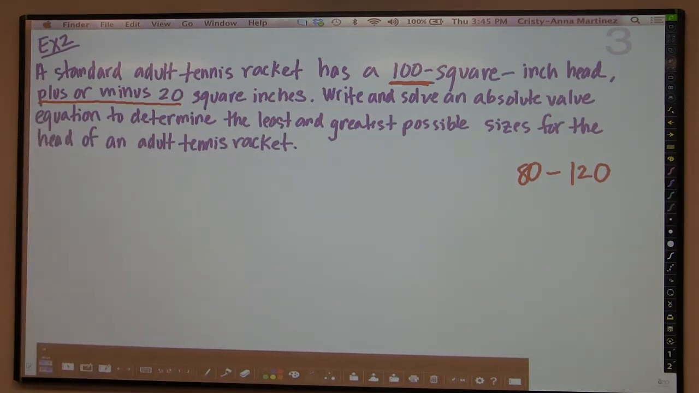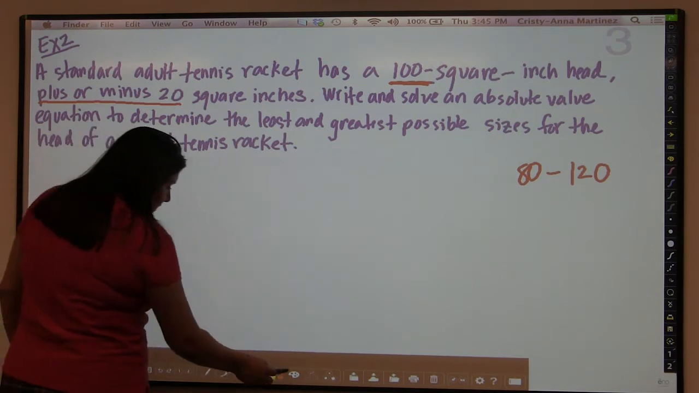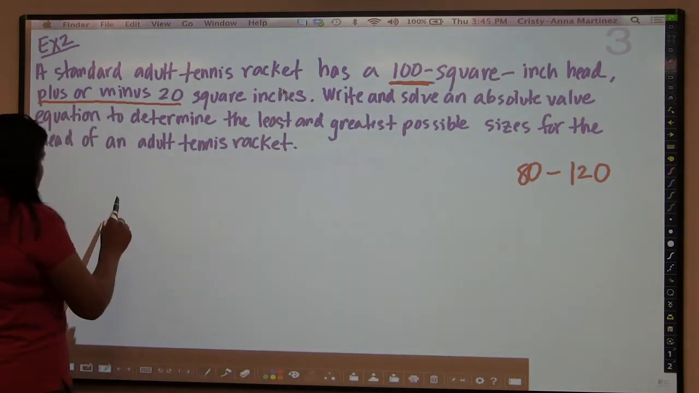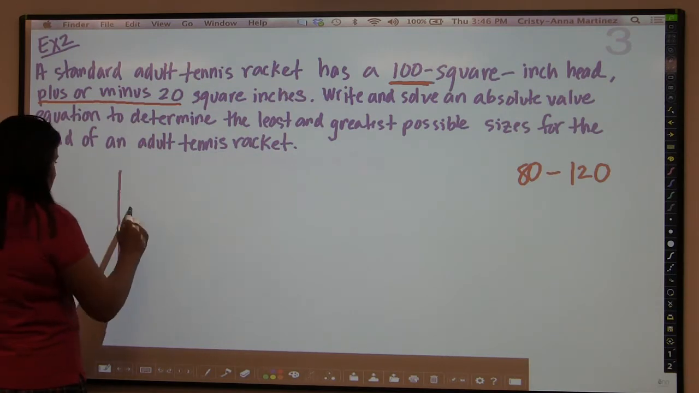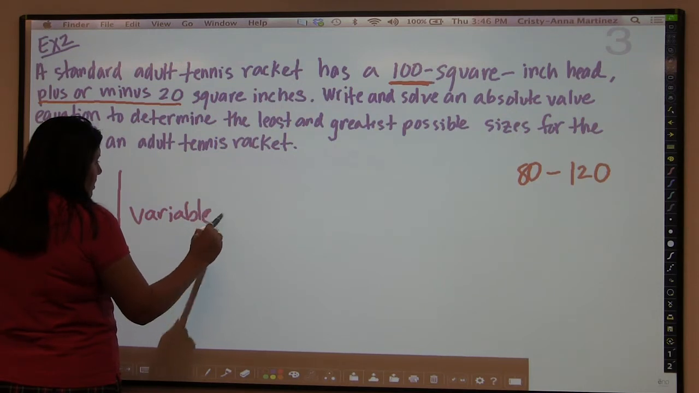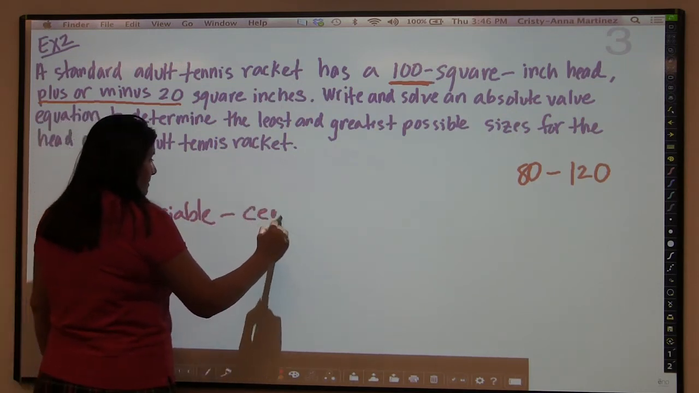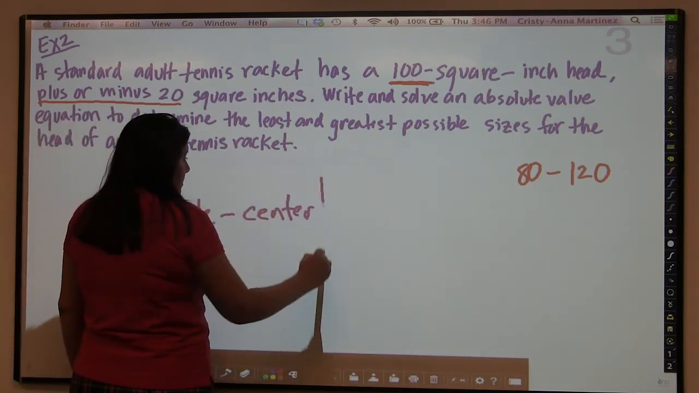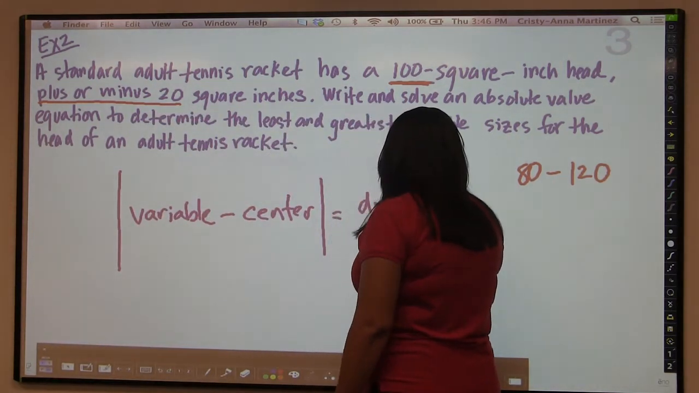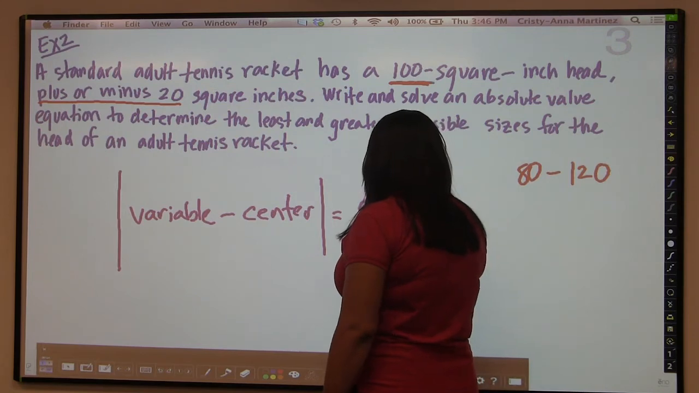But it doesn't say to solve the problem mentally. It says to actually use an absolute value. So I want to give you, I don't want to call it a trick, but kind of how I do this. I always do absolute value, variable minus the center or the middle, and then equal distance from center. This is a nice little tool that you can use.